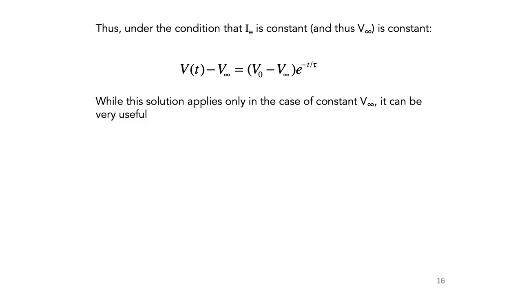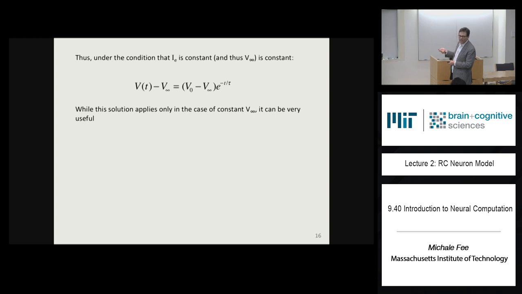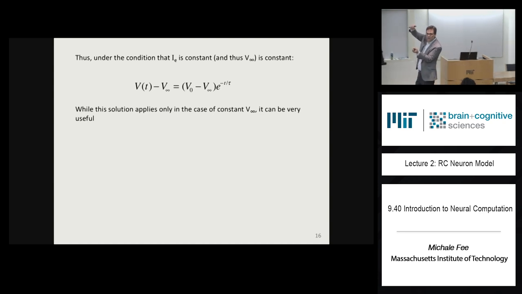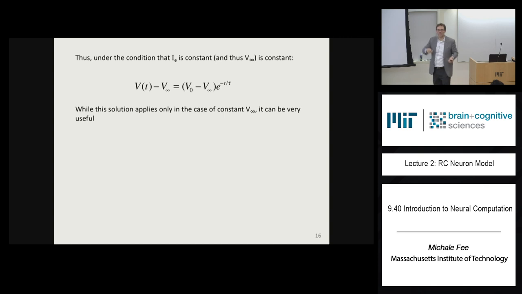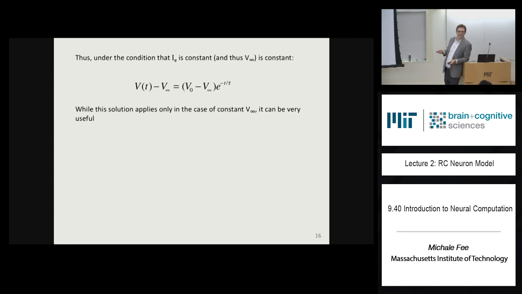I wrote it like this. You can write it as V equals V infinity plus this other stuff. But I wrote it like this because what you should really be seeing here is that the difference between the voltage and V infinity decays exponentially. So the distance you are from V infinity decays exponentially. Okay? It makes it more obvious that you're decaying toward V infinity.